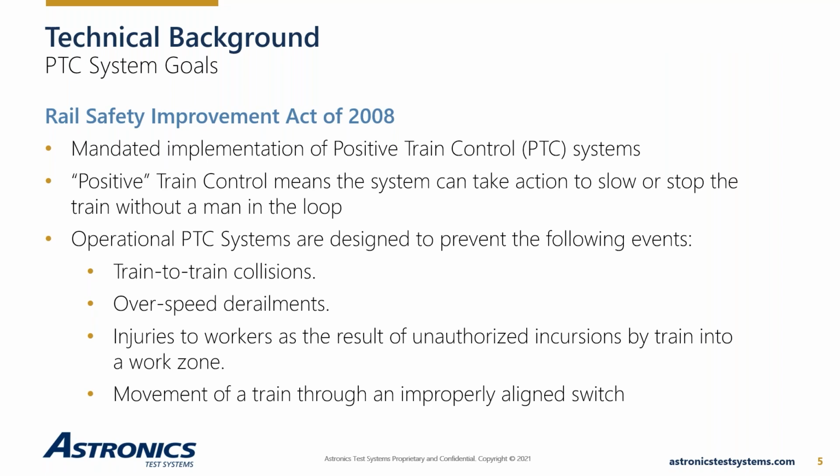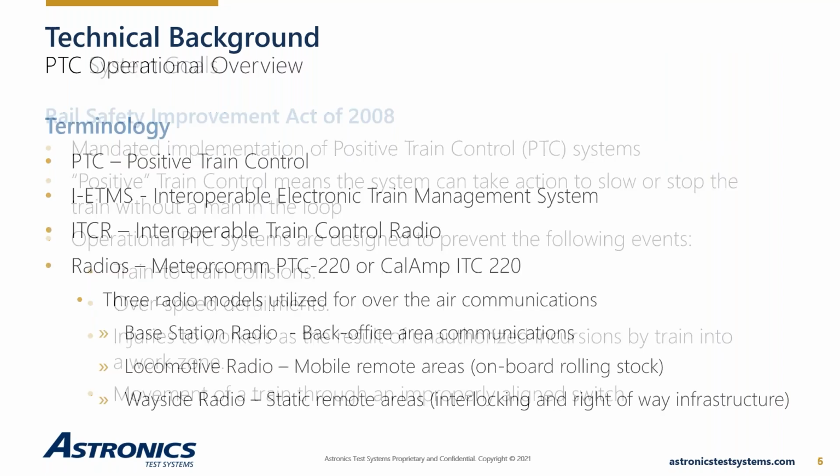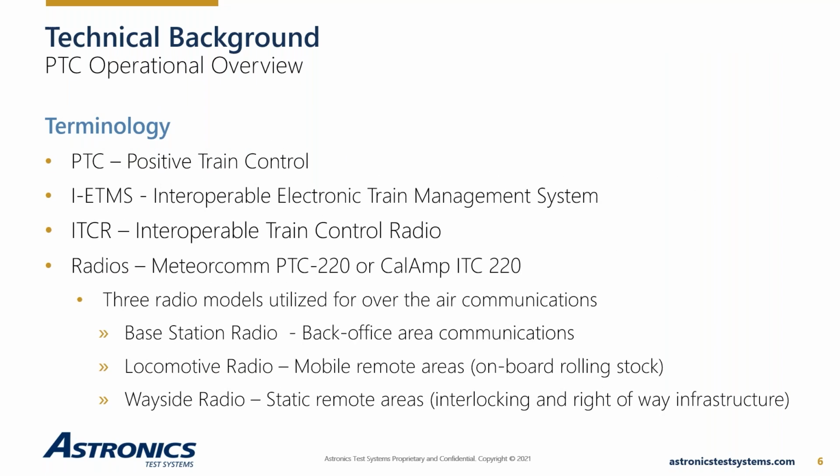So the main events that this system is designed to prevent are train-to-train collisions, overspeed derailments, injuries to workers as a result of unauthorized incursions by a train into a work zone, and movement of a train through an improperly aligned switch. And so that was the dictate effectively from Congress to the rail industry. And the Class 1 railroads basically responded by creating the ITC system. So a little bit of terminology, we already discussed: PTC means positive train control.